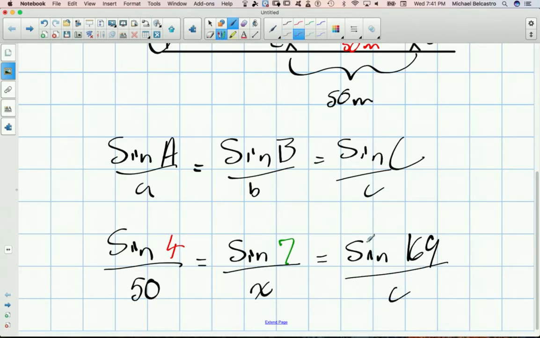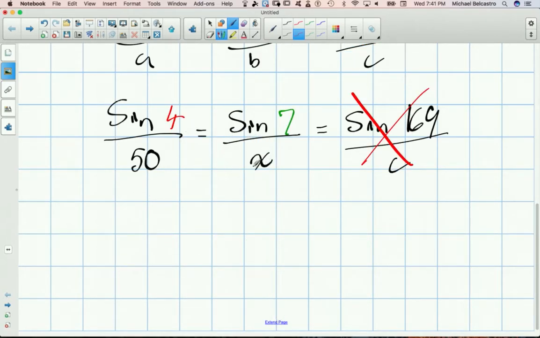This one is kind of irrelevant. We don't need it, so we drop that off, and now we have a ratio. We have two equivalent ratios, so we can solve for our x.